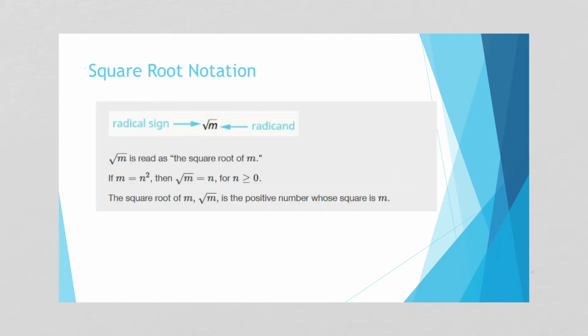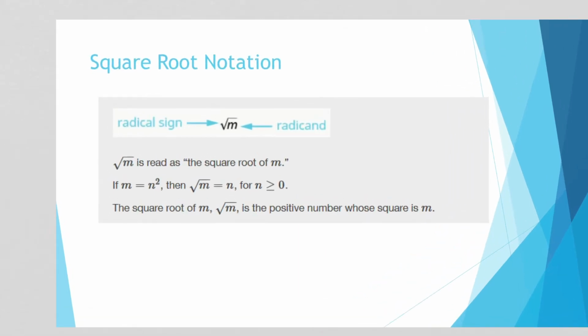Okay, some more vocabulary that we need to get out of the way. The radical sign is this thing right here, this thing that looks like that. The number that's underneath it is called the radicand. Just some vocabulary. And you can read this as the square root of m.